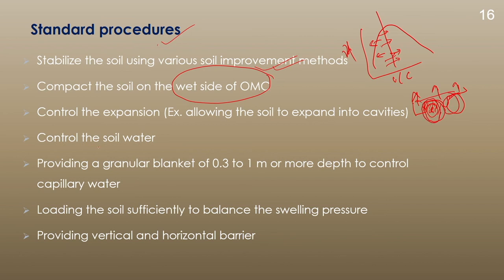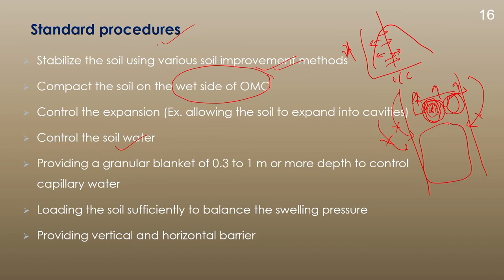So, the other method is to control the expansion. That means allowing the soil to expand in the cavities. Control the soil water. The main problem with the expansiveness behavior is the water. If there is a source of water or if the water is getting ingressed into the soil, then the soil's expansive characteristic will increase or the soil will expand. If we isolate the structure such that the water cannot enter into the soil, then the swelling of this soil can be controlled.